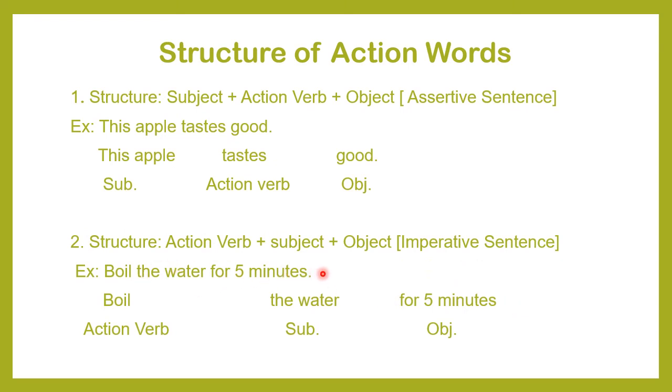This sentence is an imperative sentence, and look at the structure. You have to put the action verb first, that is boil, and then the subject, the water, and then the object, for 5 minutes. So in an imperative sentence, we will put the action verb first and then the subject, and in an assertive sentence, we will put the subject first and then the action verb. Okay, clear?